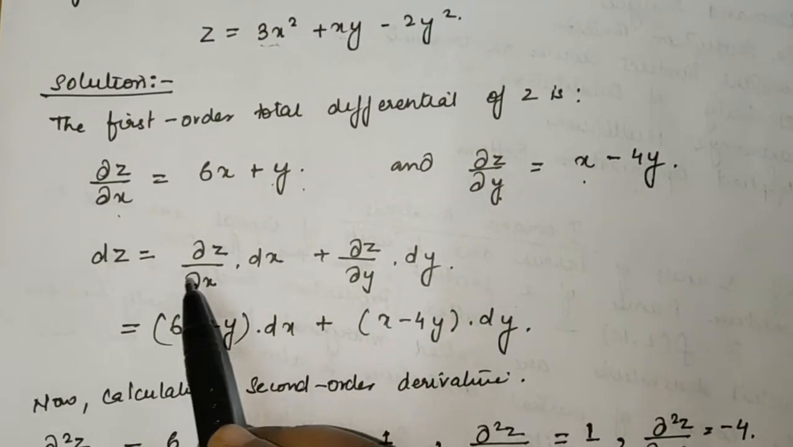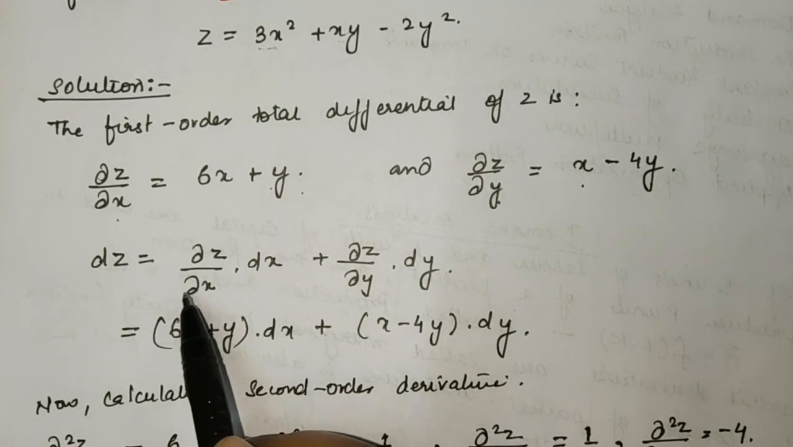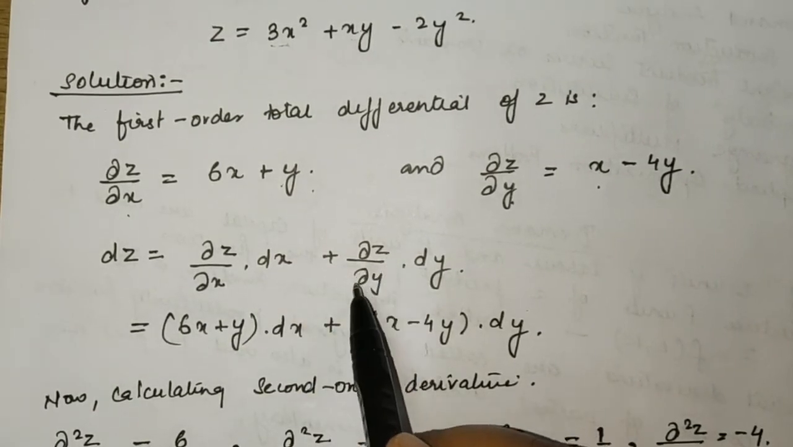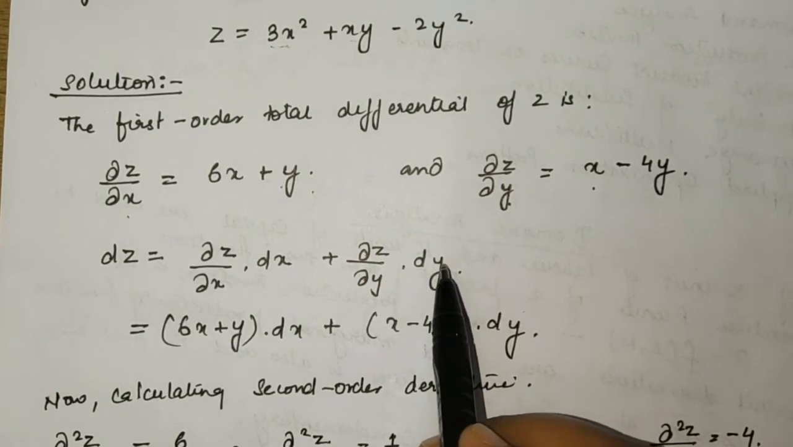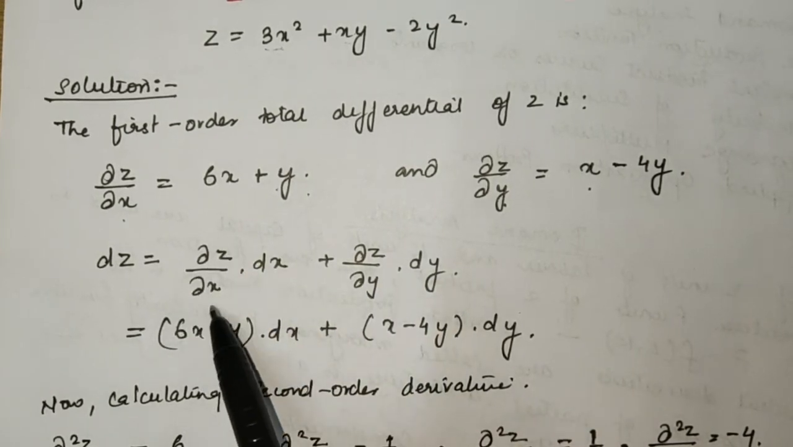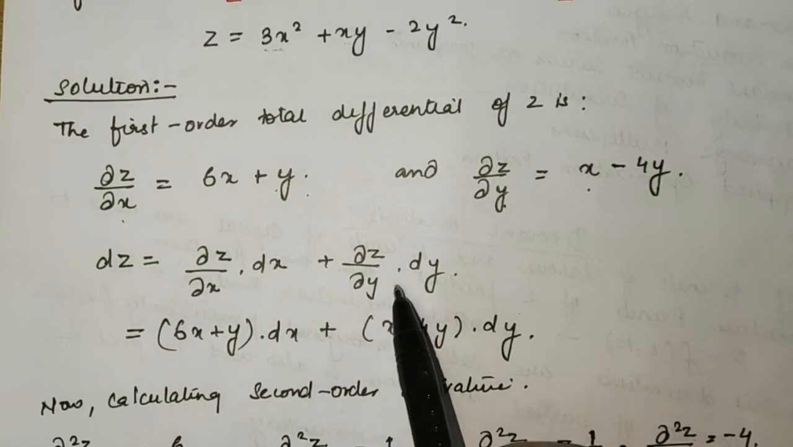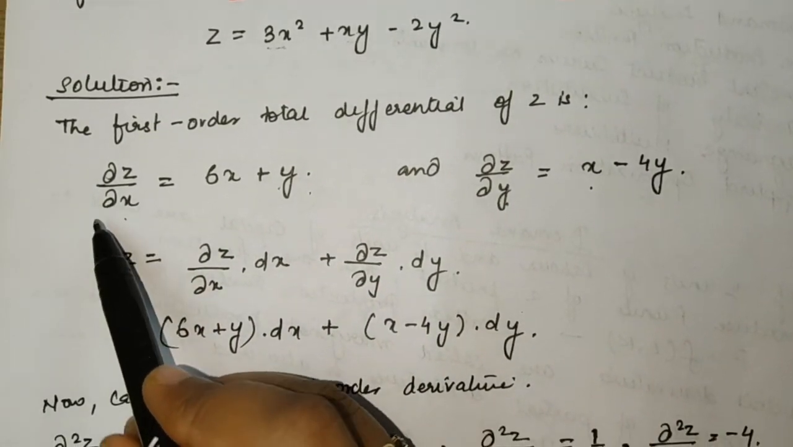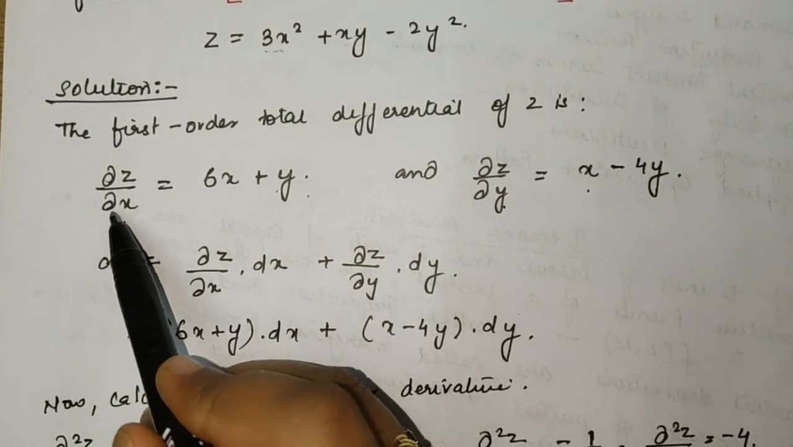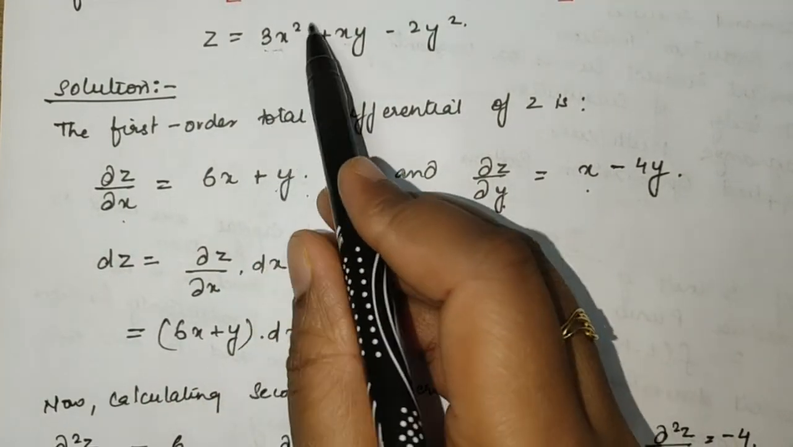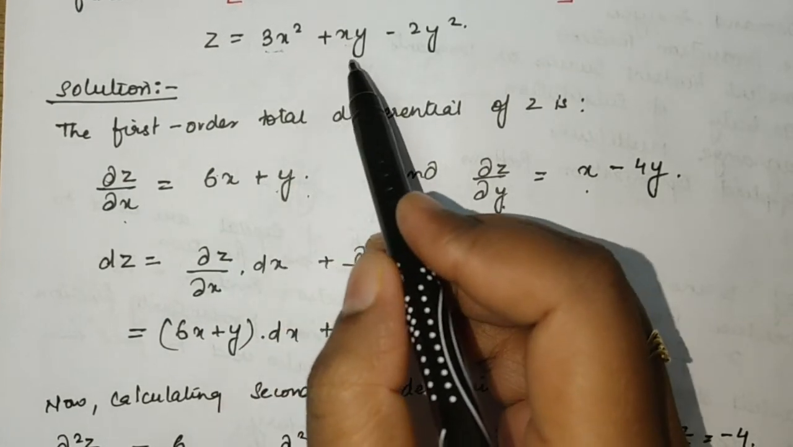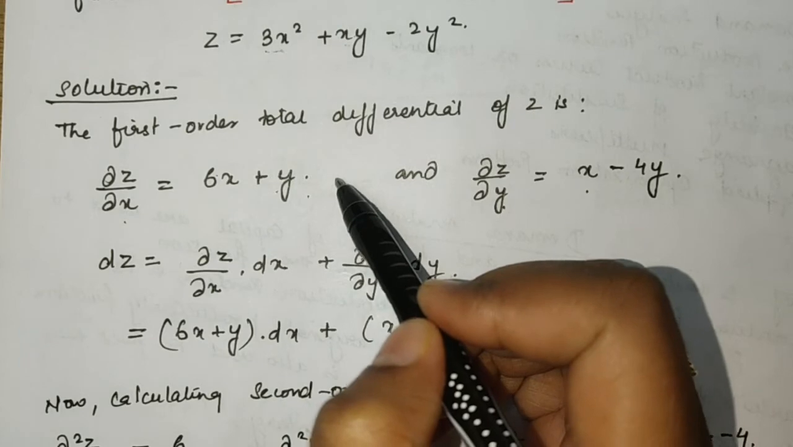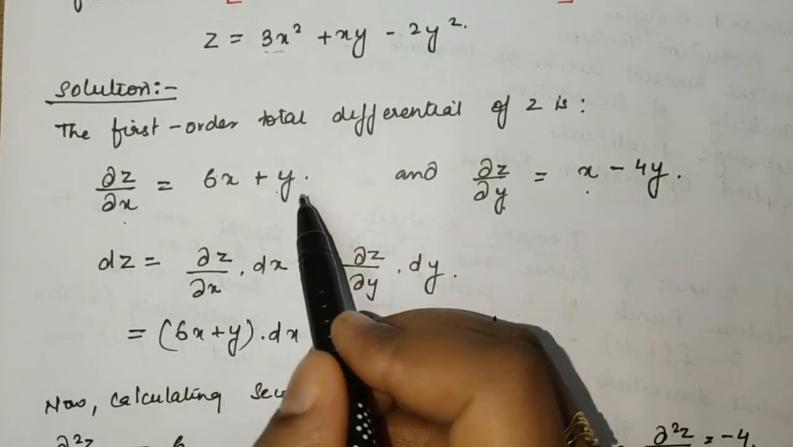we have to apply this. dz is equal to delta z by delta x into dx plus delta z by delta y into dy. So we calculate delta z by delta x and delta z by delta y. Delta z by delta x: over here y will be constant. So this will be 6x, this will be y and this will be 0. So the answer is 6x plus y.